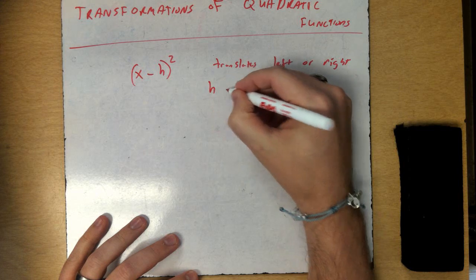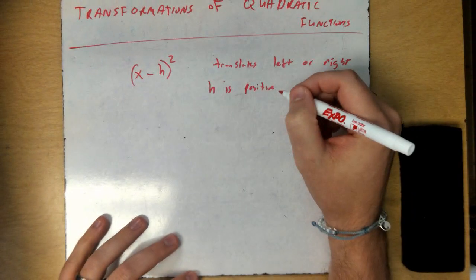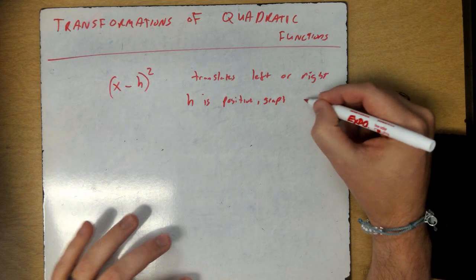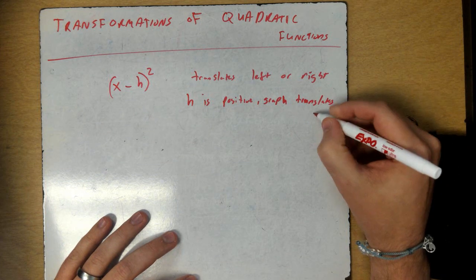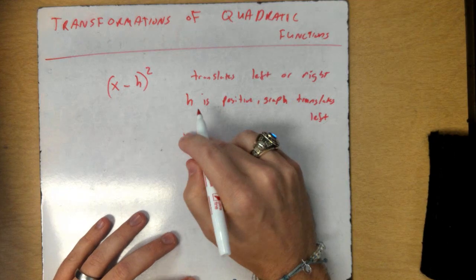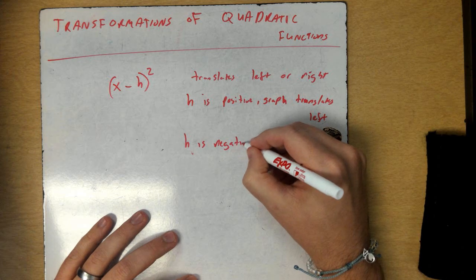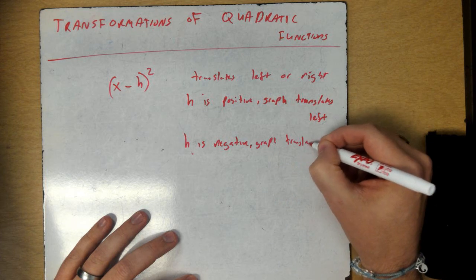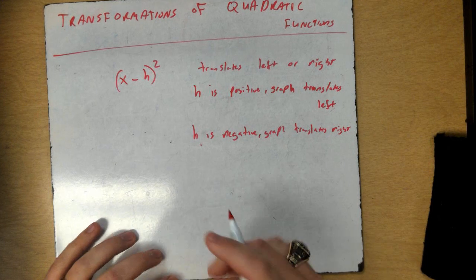If h is positive, okay, then the graph translates left, okay? If h is negative, then the graph translates right. Okay, so quick example, right?